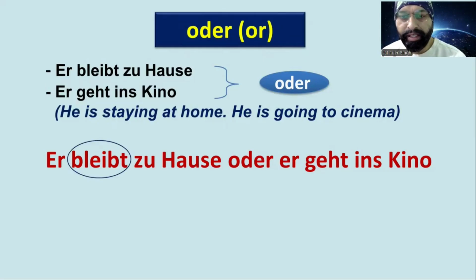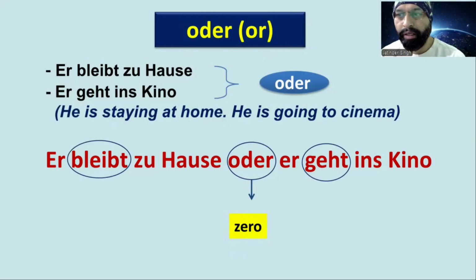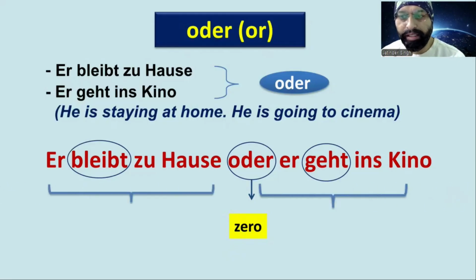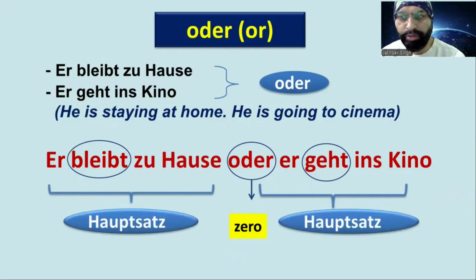In the first sentence, the verb position is on the second place. The conjunction comes after the first clause, and in the second sentence, the verb position will also remain at the second position. So this is the structure. You can note here the position of this connector is at position 0. Then the subject and then the conjugated verb. Both sentences are considered as Hauptsatz because the verb stays on the second position.